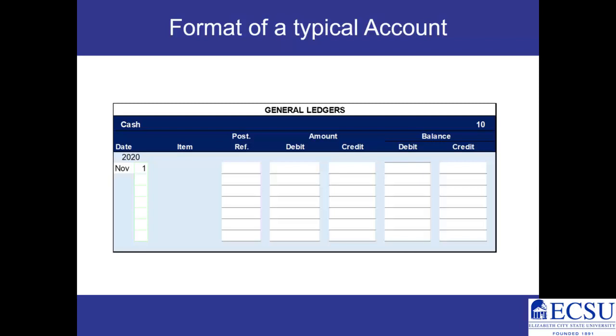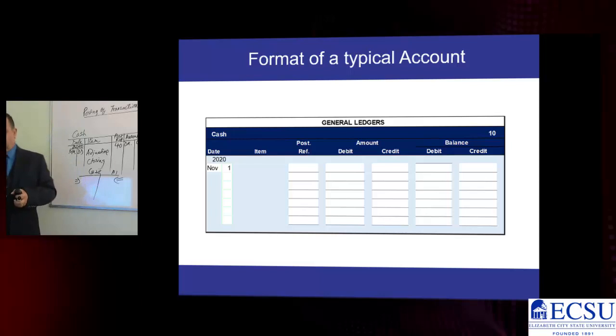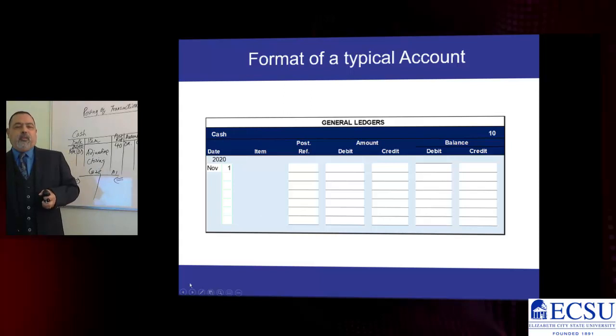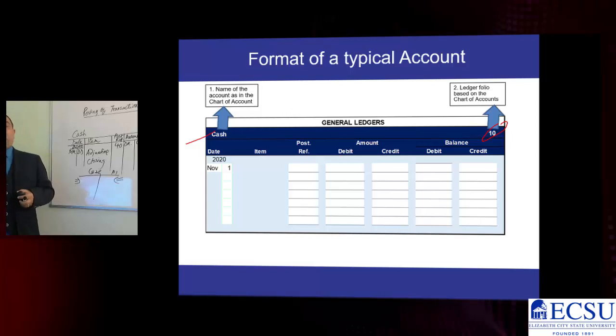Now, this is a typical format of a ledger account. On the top, you can see you have a cash account. All right, so let me take out that pen. This one here is the cash account, and that's the name of the account. On the right, you can see I've written 10. That is the ledger folio. The name of the account as in the chart of accounts needs to be written, and then we have a ledger folio based on the chart of accounts.